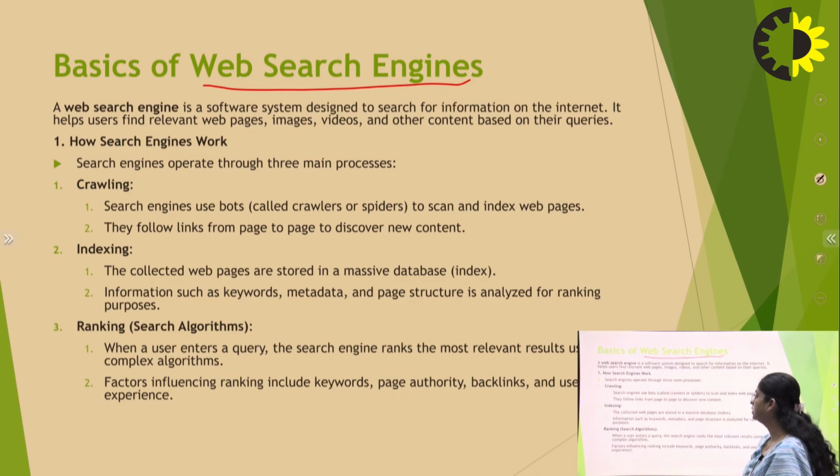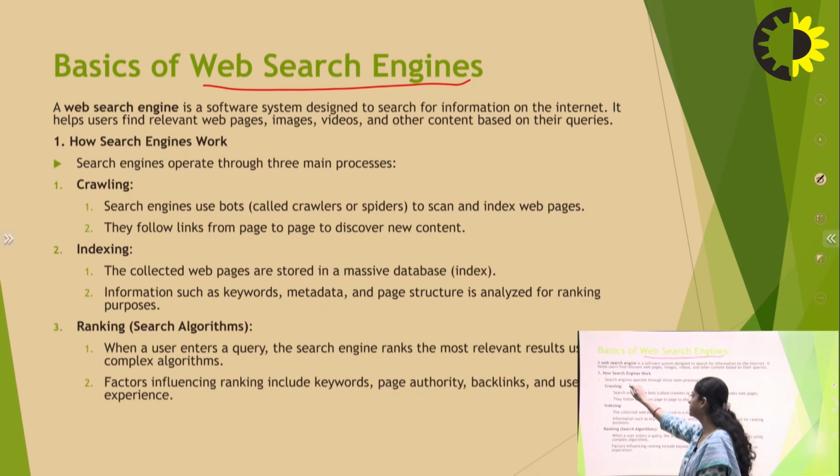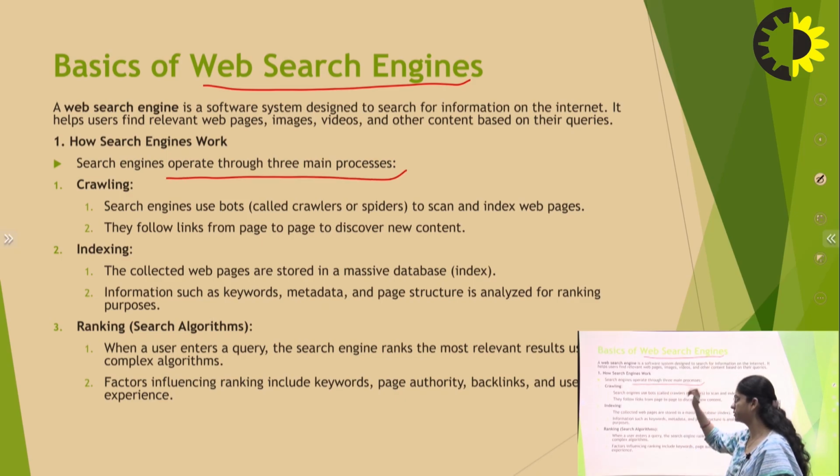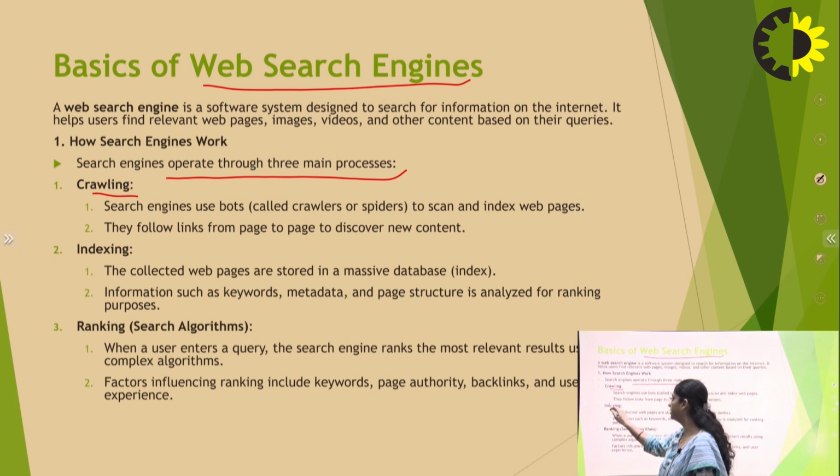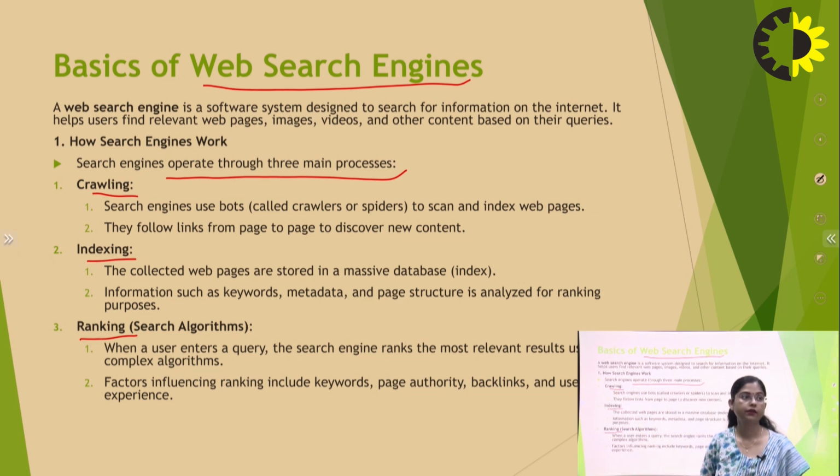So how does a search engine work? Search engines operate through three main processes. The first is crawling, then indexing, and then ranking. What is crawling? Crawling is when a search engine uses bots called crawlers or spiders to scan web pages. Then they follow the links from page to page to discover new content.